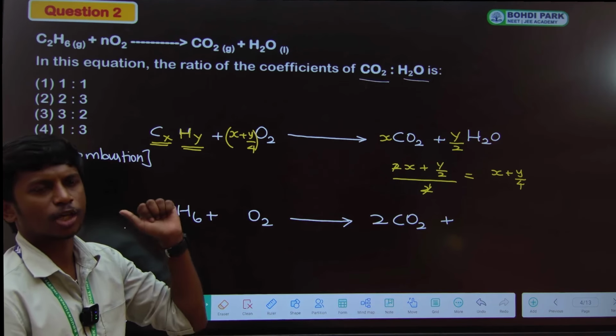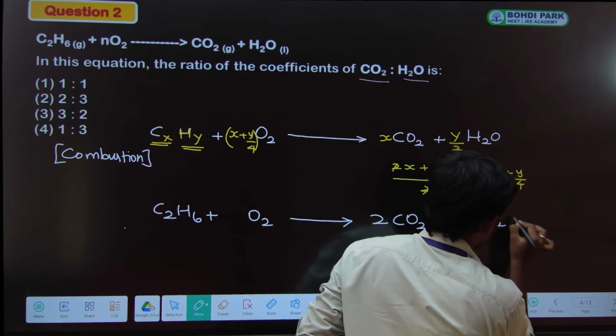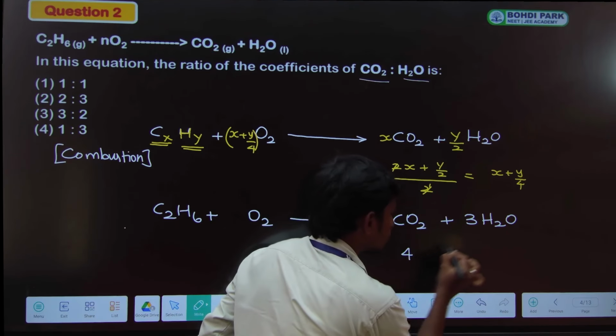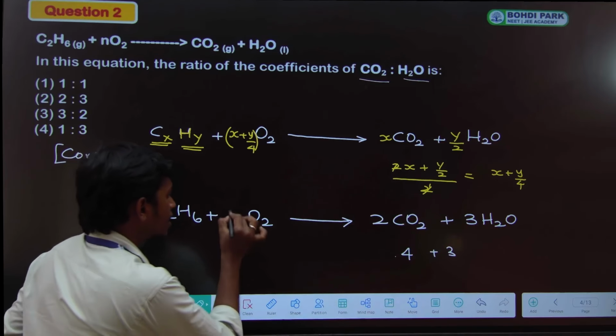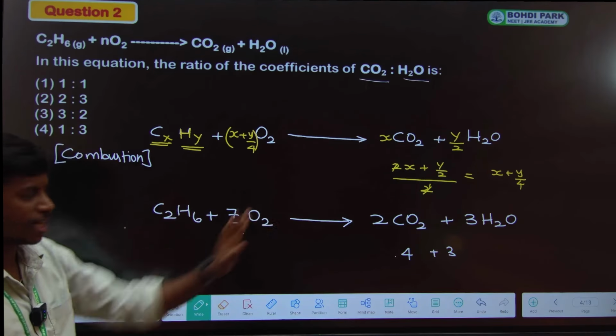6 hydrogens are there, okay? Half of 6 is how much? 3. 6/2 is 3. 3H2O is produced. Now count how many oxygens are there in total. Here 2 2s are 4 oxygen. Here 3 oxygen. So 4 plus 3 is 7. Half of 7, 7/2 amount of oxygen is required for this process. It is a combustion reaction.